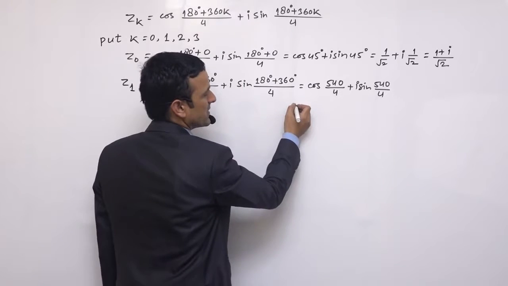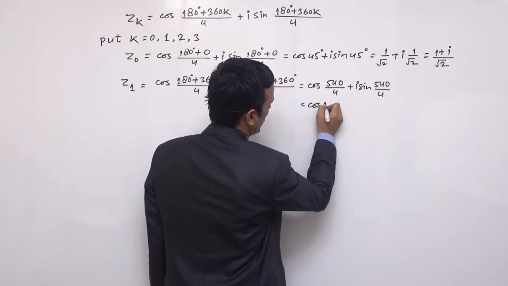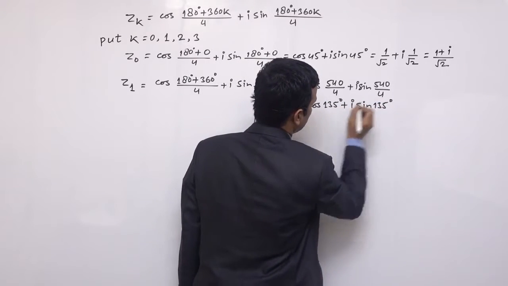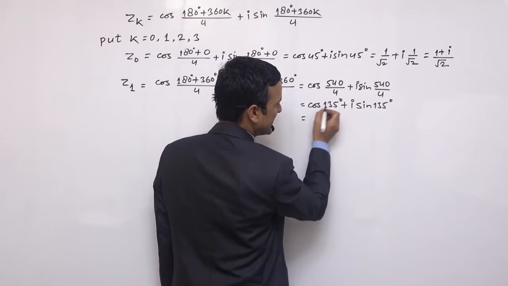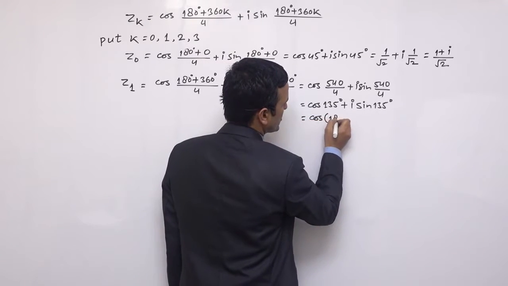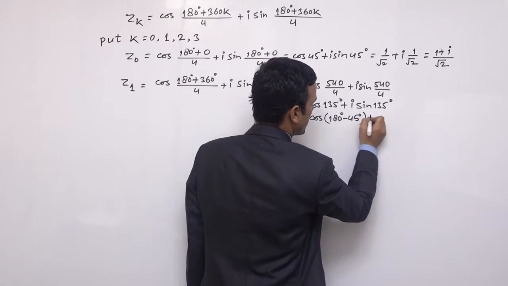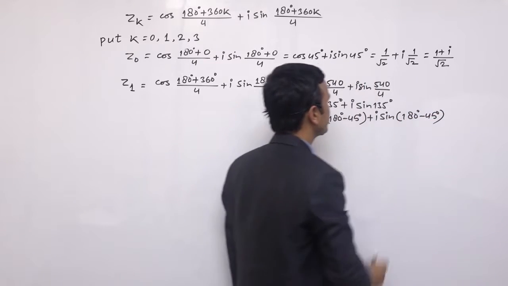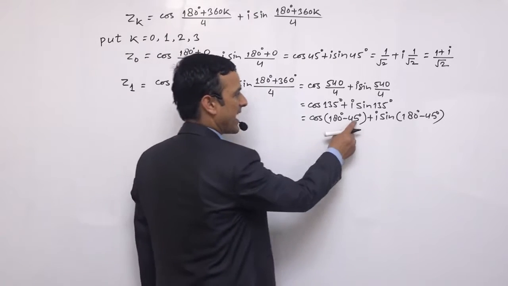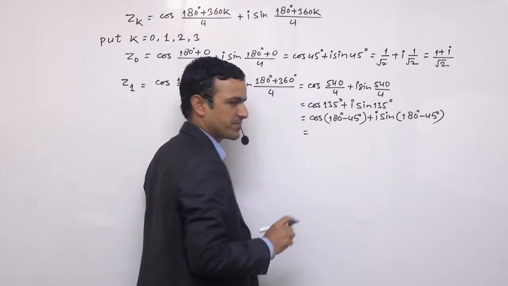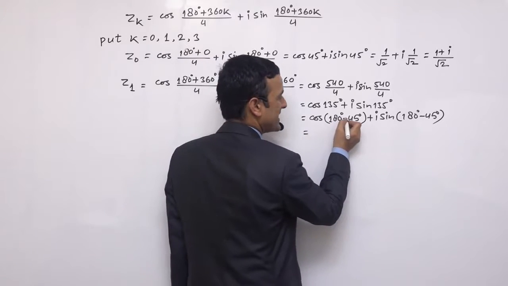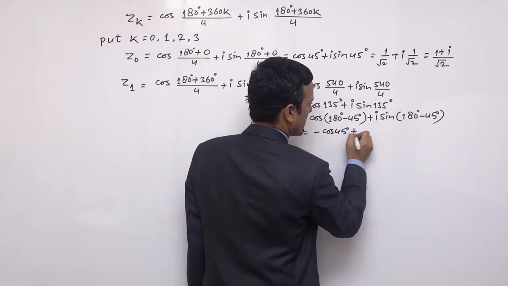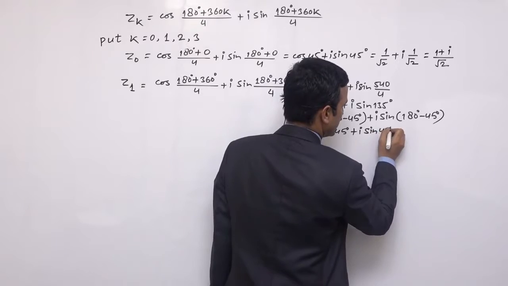So here we can interpret the value cos 135 degree plus i sin 135 degree. If you find out the value of this, then it will be cos 180 minus 45 plus i sin 180 minus 45. Cos 135 is the value of 45. Now cos 180 minus 45 lies in the second quadrant, so its value is negative. So minus cos 45 plus i sin 45 degree.